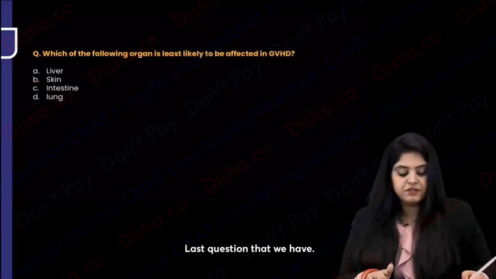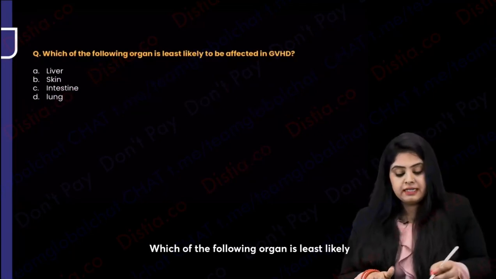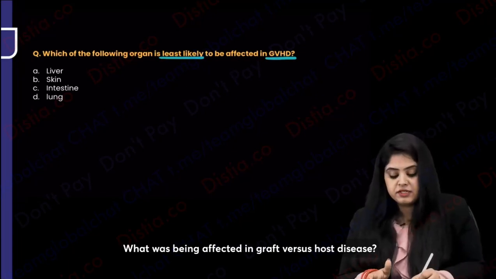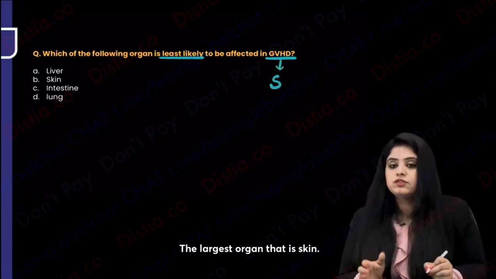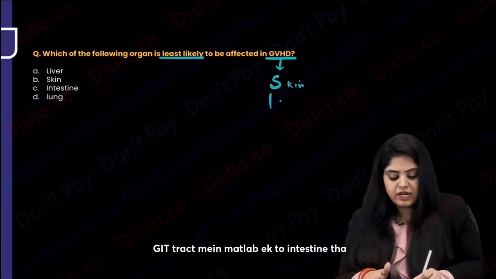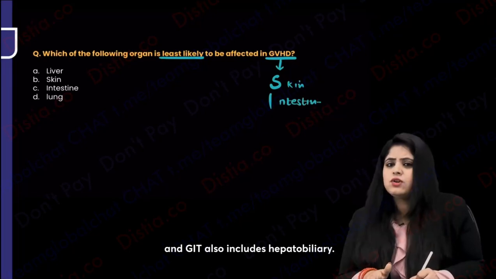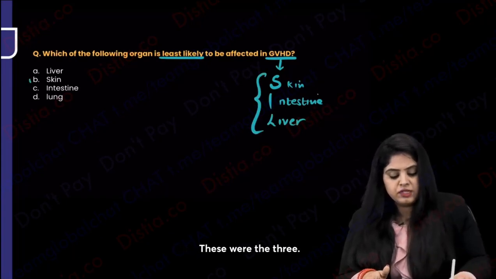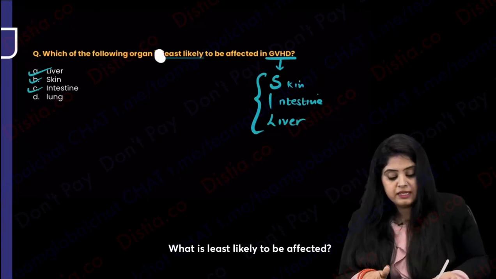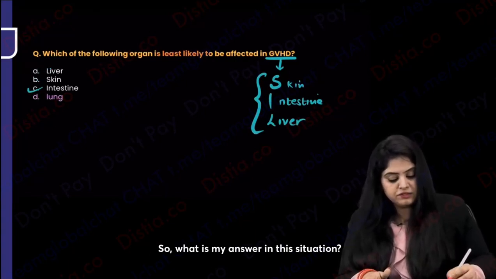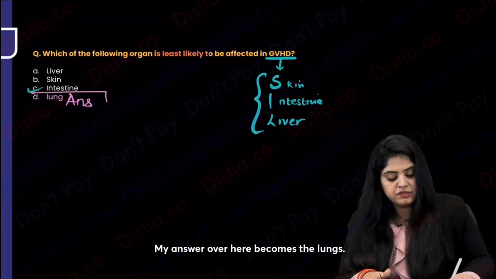Last question that we have. Which of the following organs is least likely to be affected in graft versus host disease? Least likely. What was being affected in graft versus host disease? The largest organ, that is skin, and the entire GIT tract. In the GIT tract, one is the intestine, and GIT also includes hepatobiliary, so the liver was also affected. These were the three: skin, intestine, liver. What is least likely to be affected? The least likely answer becomes the lungs. So my answer in this situation is the lungs.